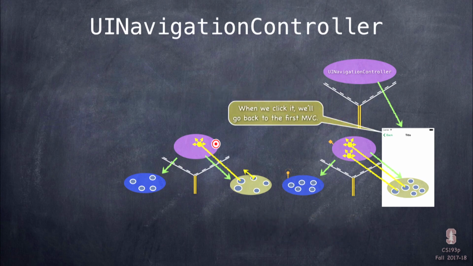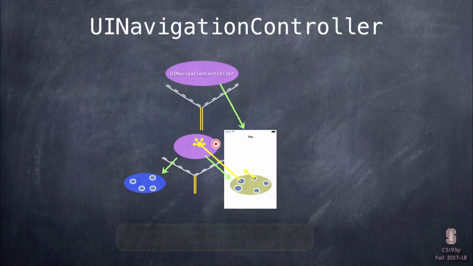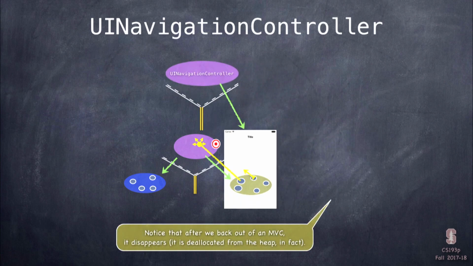When we click this back, we move back to the other one, and notice that the MVC that we had originally added on there is gone. Okay? So it's very important to understand that as we use a navigation controller, usually when we put things on, we're creating a new one, and when we take things off, we're throwing it away. That is the normal operation of a navigation controller. Okay? It can be used in other ways, but that is its normal operation.